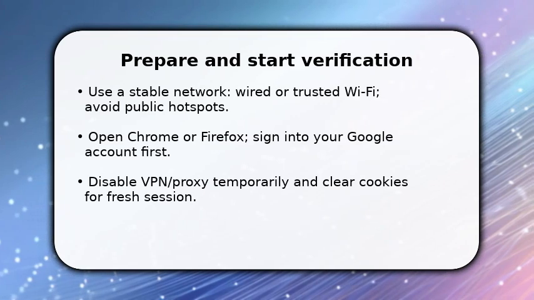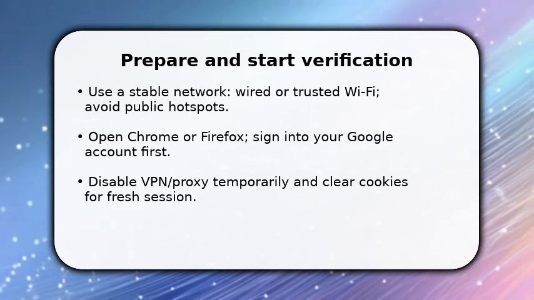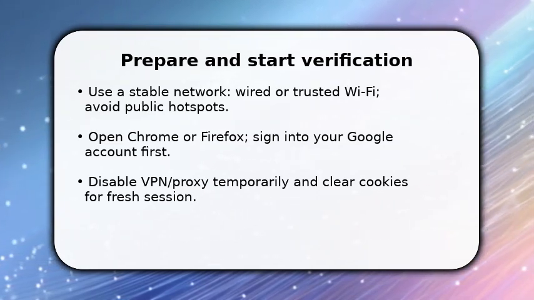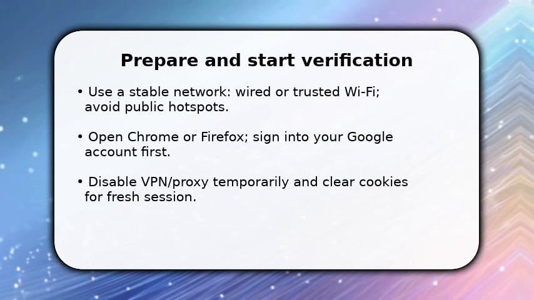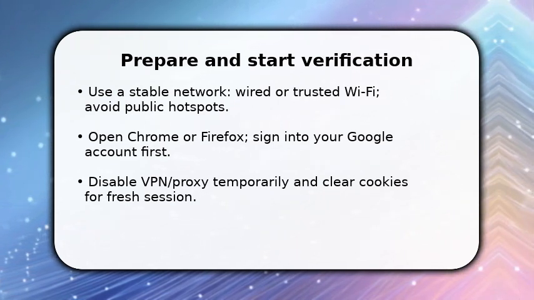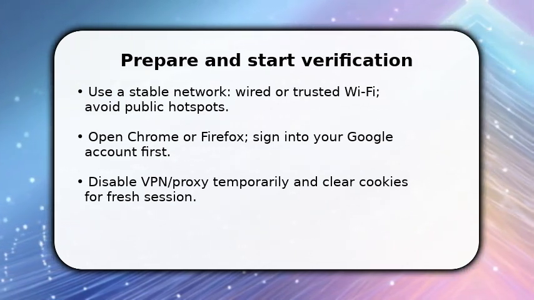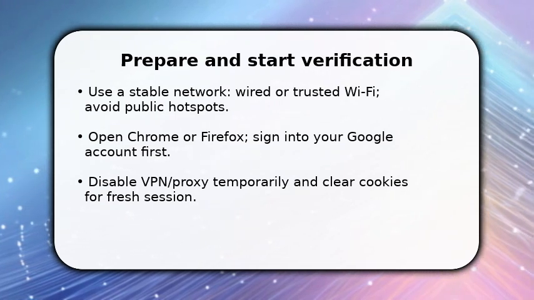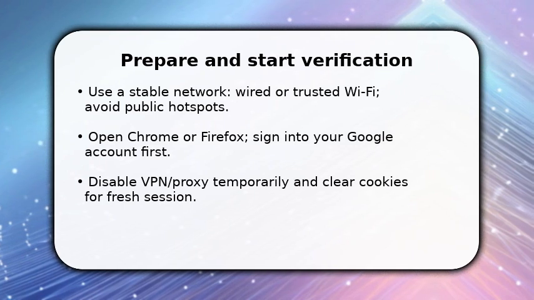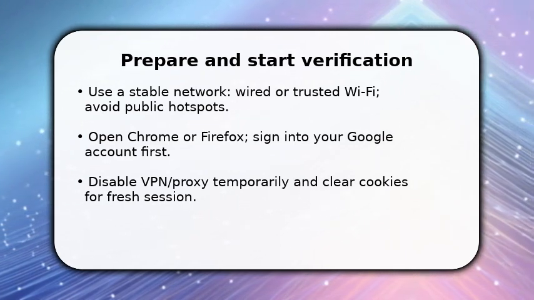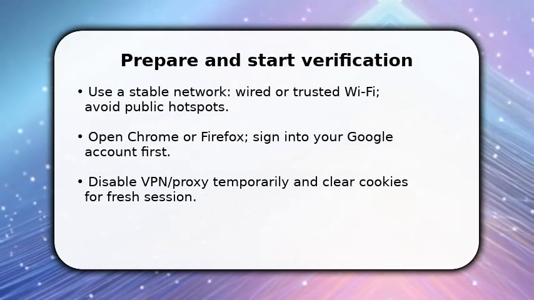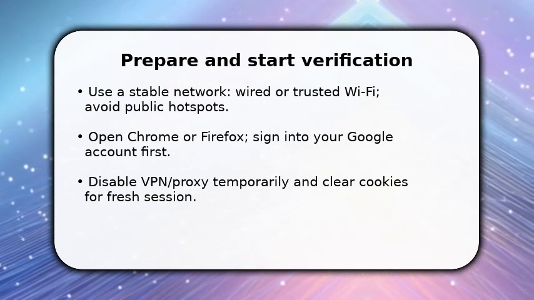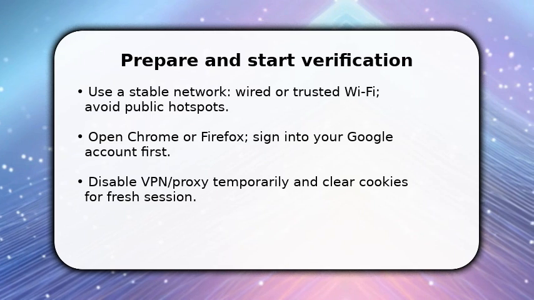You begin by eliminating variables that trigger the I am not a robot check. Connect to a stable network and sign into your Google account. This provides a consistent identity. Once signed in, disable any VPN or proxy and clear browser cookies so Google sees a clean session. Open a modern browser like Chrome or Firefox, then navigate to the page triggering the Captcha.